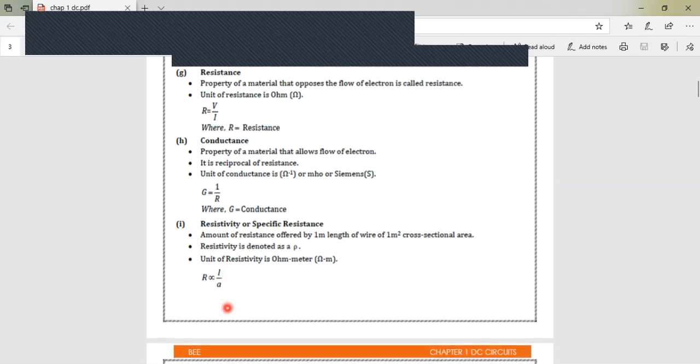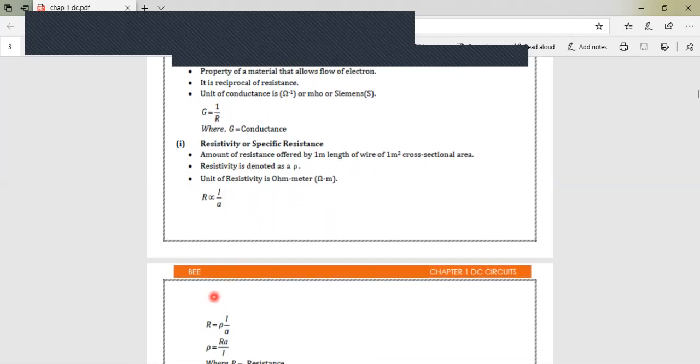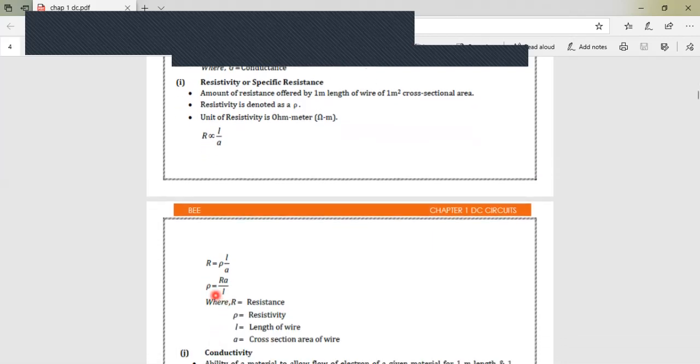Now resistivity. We know that resistance R is directly proportional to the length and inversely proportional to the area of the conductor. See here, R is proportional to L by A. When we remove the proportionality, R equals rho L by A. If we transpose, rho equals RA by L. This rho is the specific resistance, or resistivity. Its unit is ohm meter.